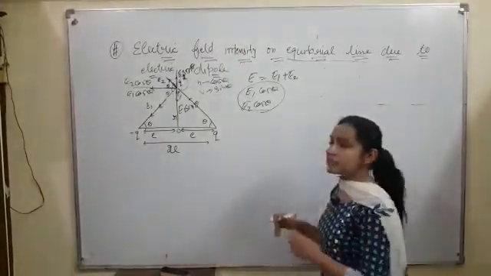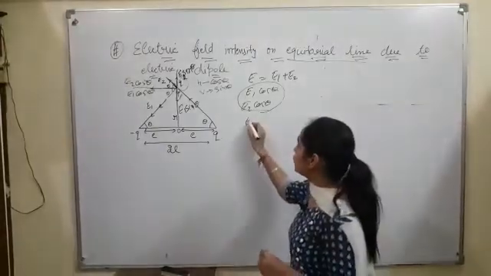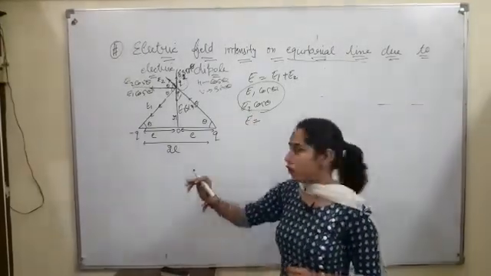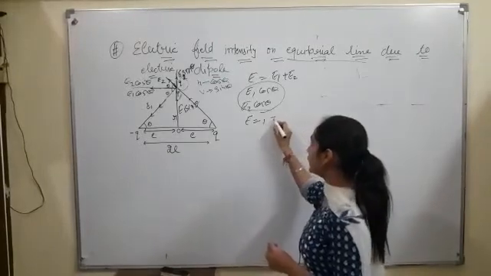So let's start the derivation now. We know the expression for electric field. If I want to find E1, how can I write it in magnitude?